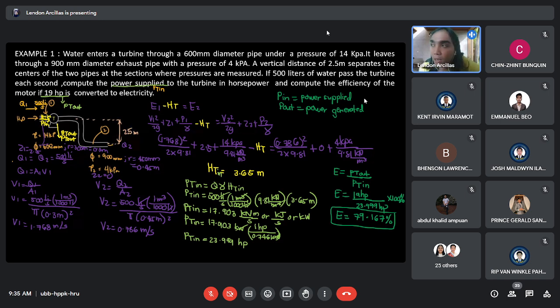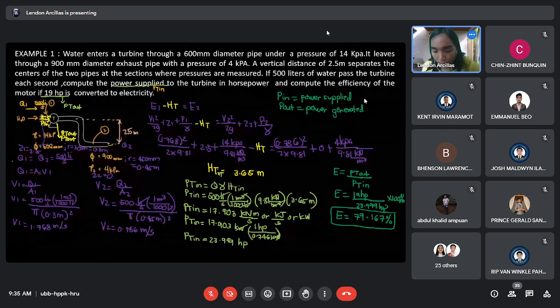So magkakaiba, may power turbine supplied, meron power of the pump supplied, meron ding power out pump supplied, and meron ding power out in supplied generated. Power out generated supplied.